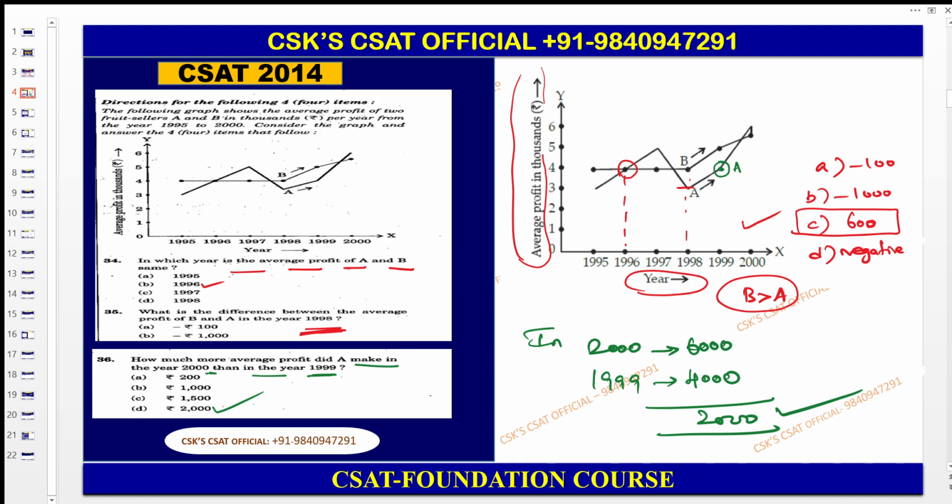Are people able to understand this kind of interpretation also? Nowadays they are not giving it in terms of graphs, but you can expect it, okay, UPSC is unpredictable, anything is possible. You have to be careful with this kind of thing.